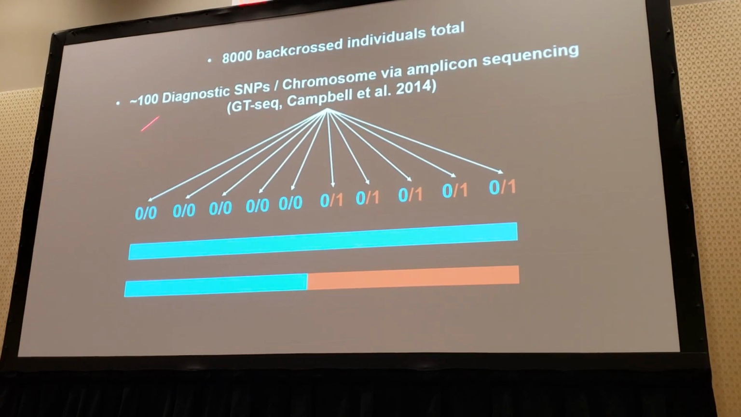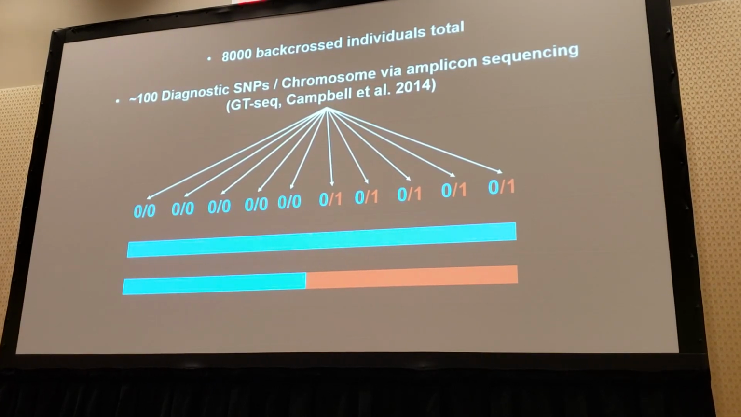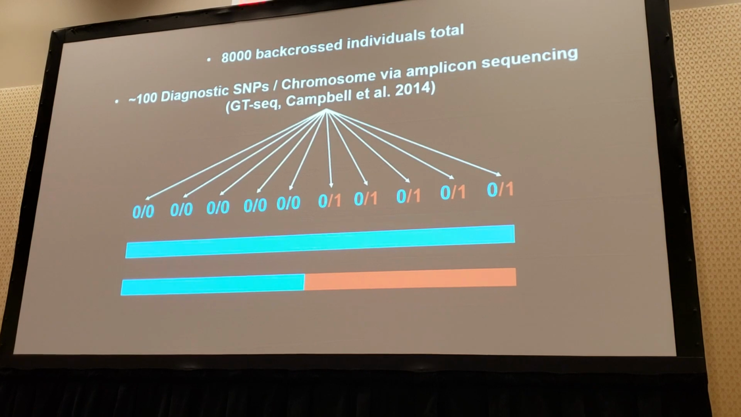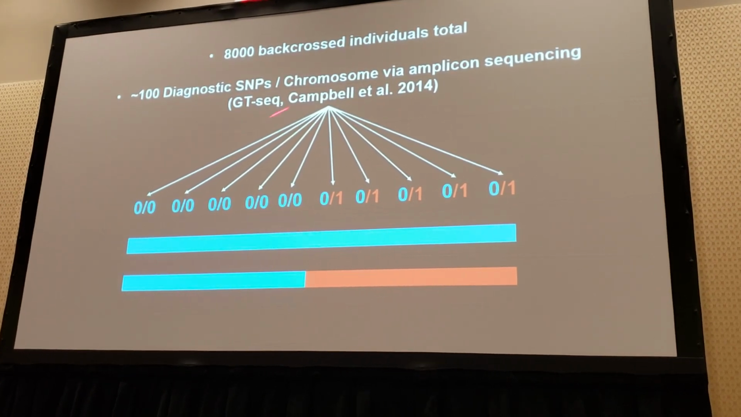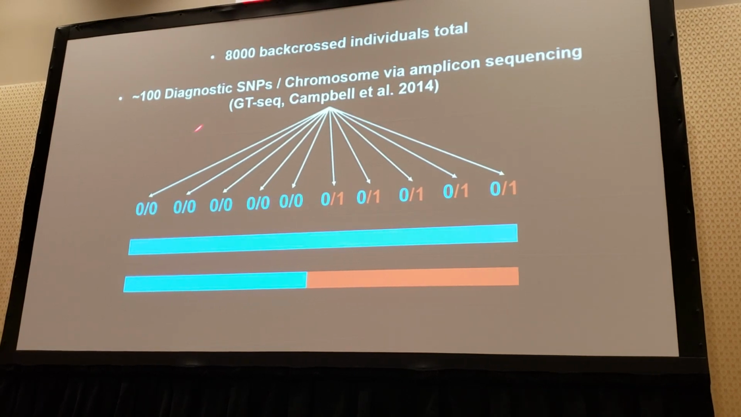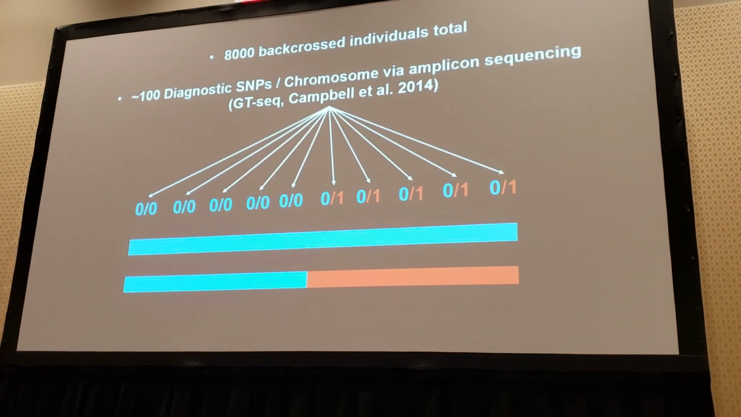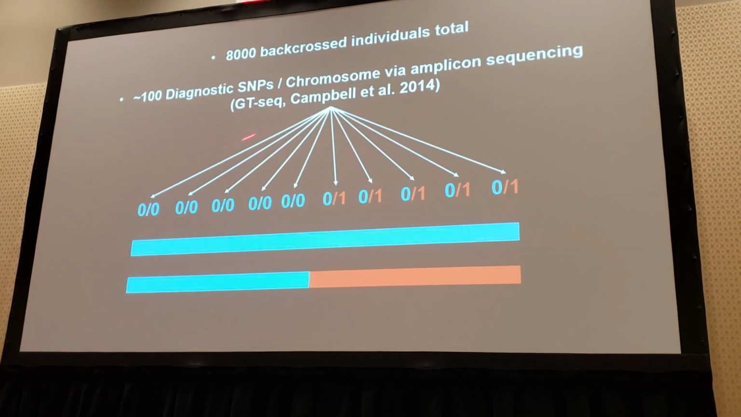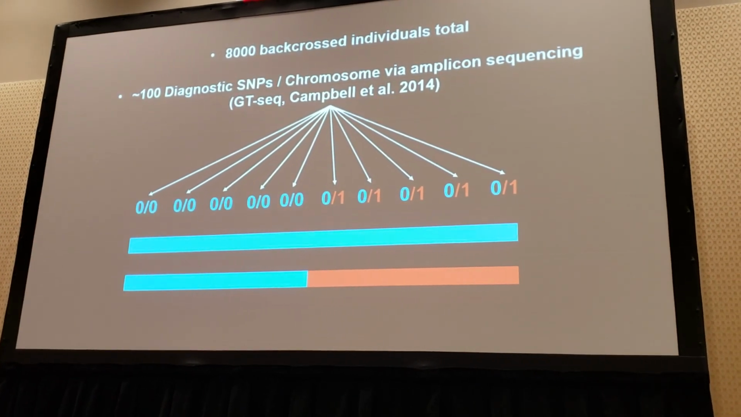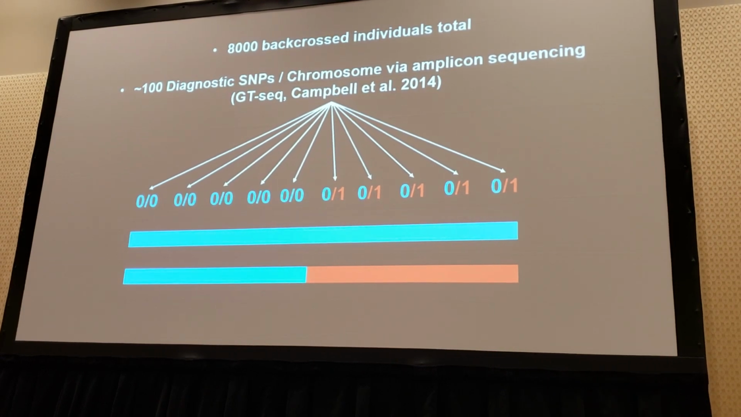So we had 8,000 backcross individuals total. We had about 100 diagnostic SNPs per chromosome. And so we're actually able to sequence all of these individuals in one lane or 2 lanes of Illumina, all 8,000 individuals. So that's pretty cool. And it's using this method called GTseq, which was developed by Campbell in Sean Aaron's lab.